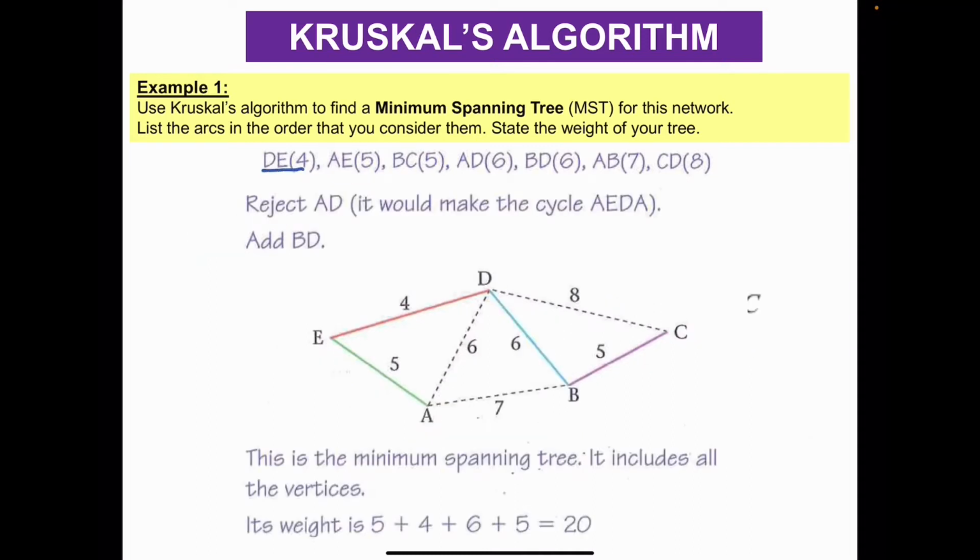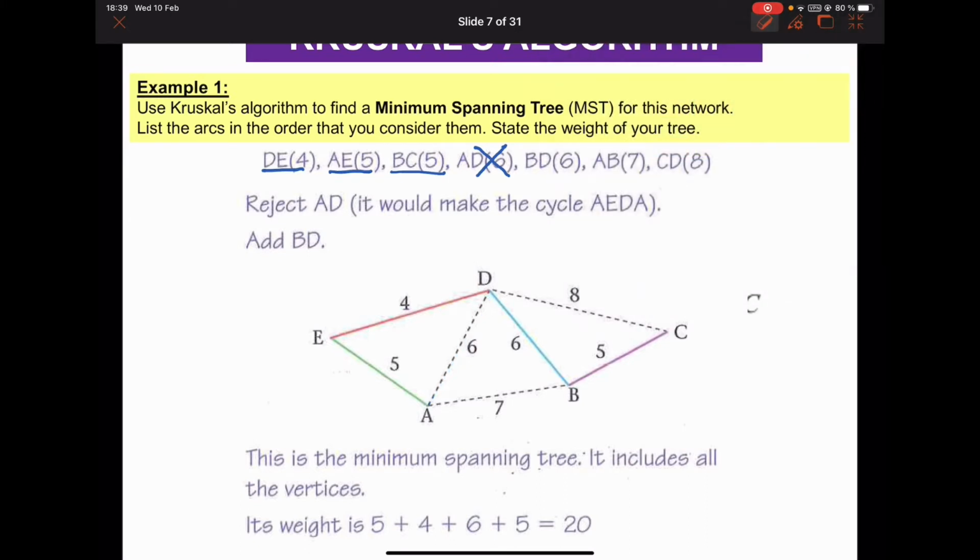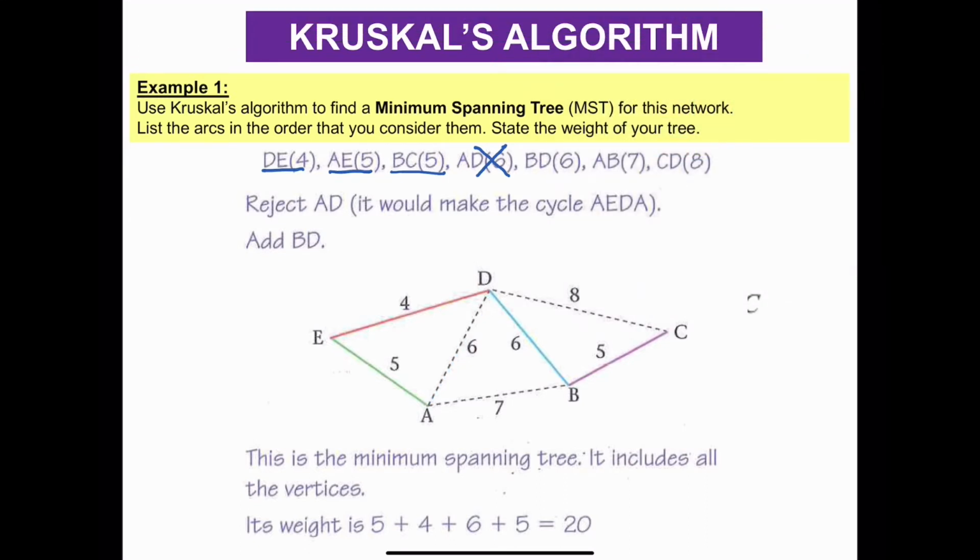And then, because we already have these three, the next shortest one is AD. That was not added, because if I add it, there would be a cycle like this. So I can skip that one and reject it. I can delete this one because it would create a cycle, so I skip it and reject it. That's why I added BD instead. And I am finished here because all of my vertices were connected.